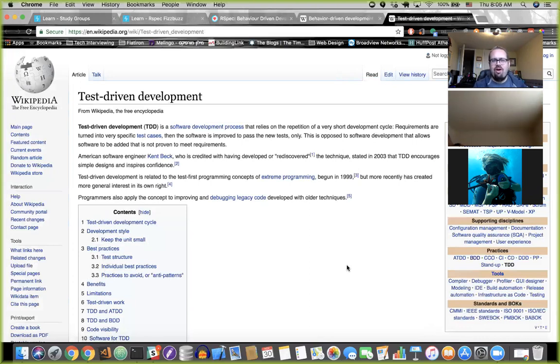So let's take a look at the source of all human knowledge, Wikipedia. And source of life. Right. And take a look at its little article here on test-driven development. So it says that test-driven development is a software development process that relies on the repetition of a very short development cycle. Requirements are turned into very specific test cases. Then the software is improved to pass the new test only. That is, at its core, succinctly, what TDD is all about.